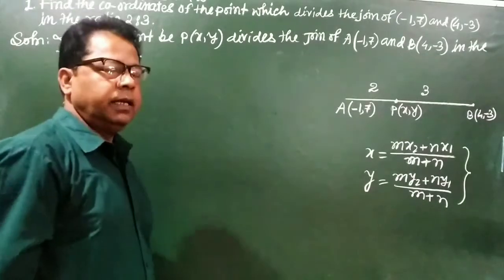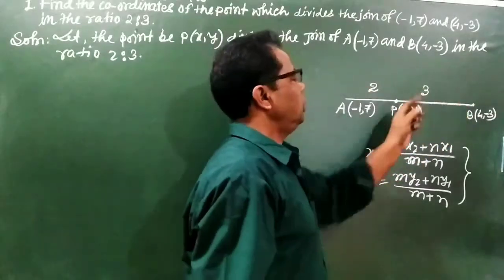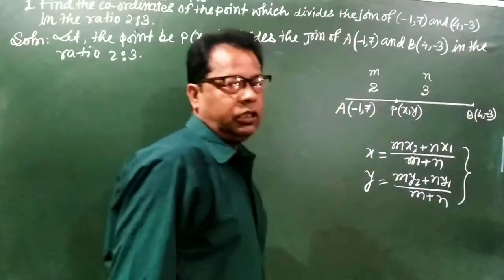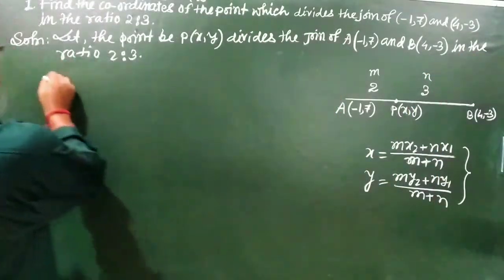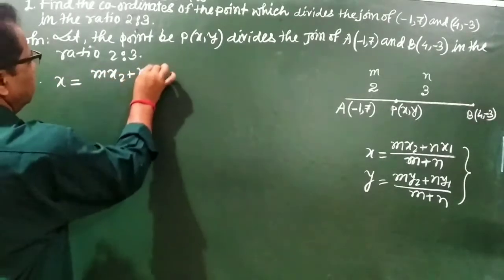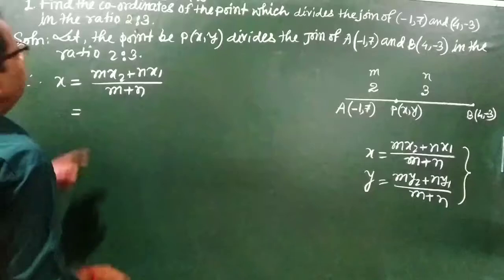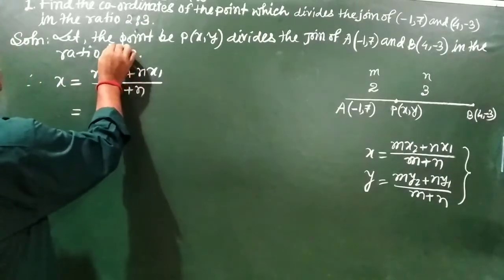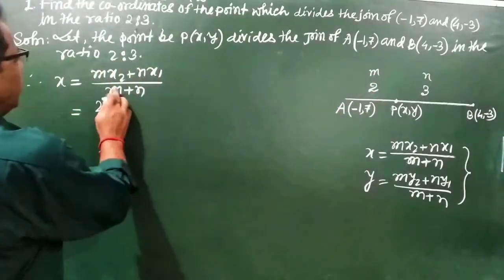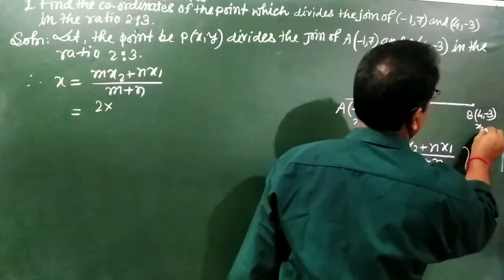Now here the section formula can be applied because point P divides the line segment AB in the ratio 2:3. So this is the value for m and this is the value for n, m is to n in this ratio. Therefore the x value is mx2 plus nx1 divided by m plus n. So the value for m is 2. First point, these are x1, y1, and these are x2, y2.